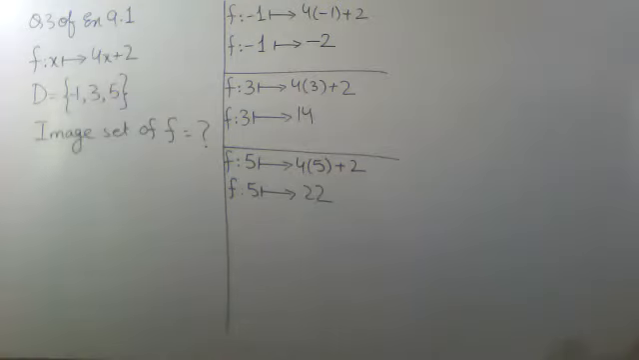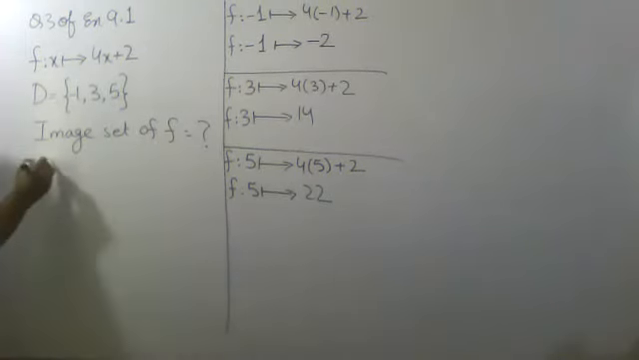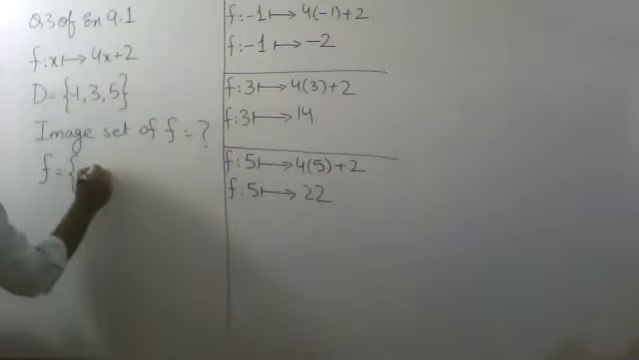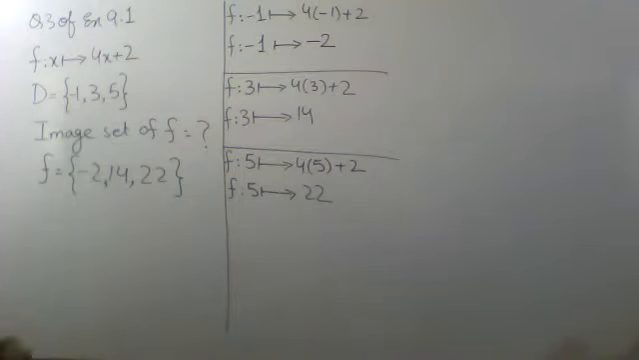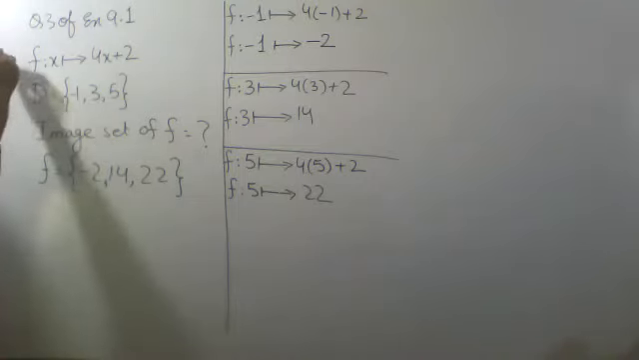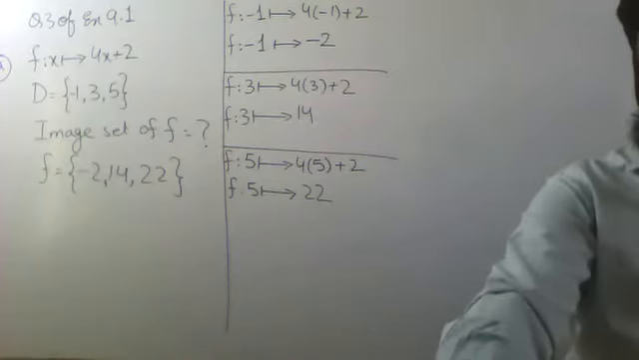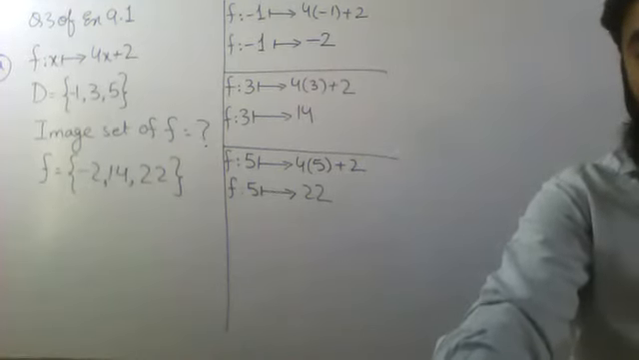Okay, so your image set will be what? Your image set is -2, 14, and 22. This is how you are going to solve your question. This is your question number 3, part A, given to you. We had the domain in front of us and we found the missing images.